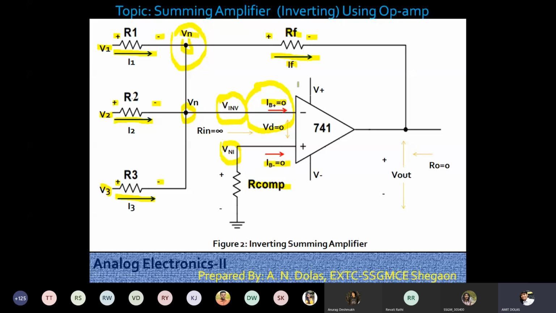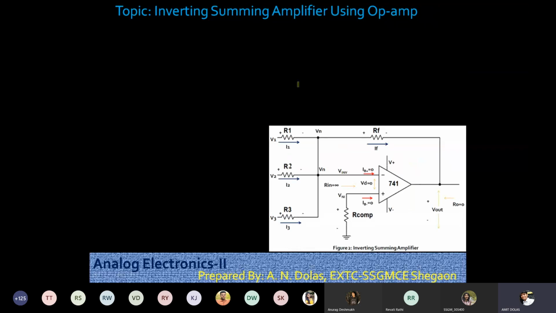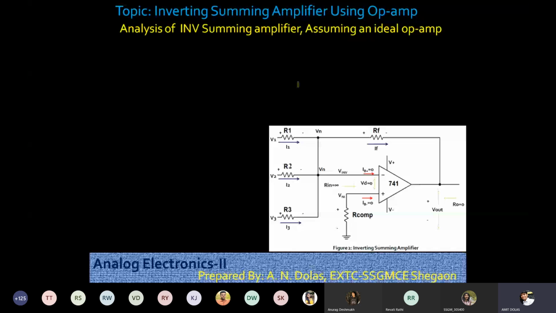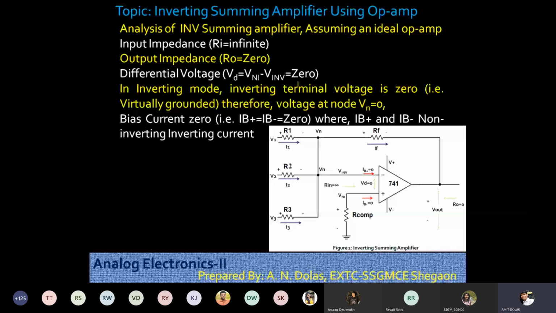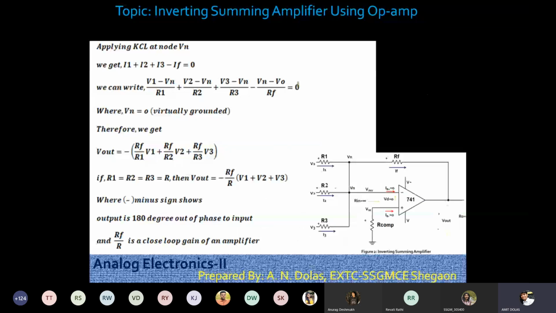So this is how, putting the current directions is very important. This is the basic of this circuit. Next we have to do the analysis. For that, as I mentioned, if you analyze any operational amplifier circuit, you have to assume an ideal op-amp and remember at least 2-3 ideal characteristics: input impedance infinite, that's why no current inside the op-amp, that is IB plus and IB minus are 0, output impedance 0, differential voltage 0, bias currents are 0, likewise.